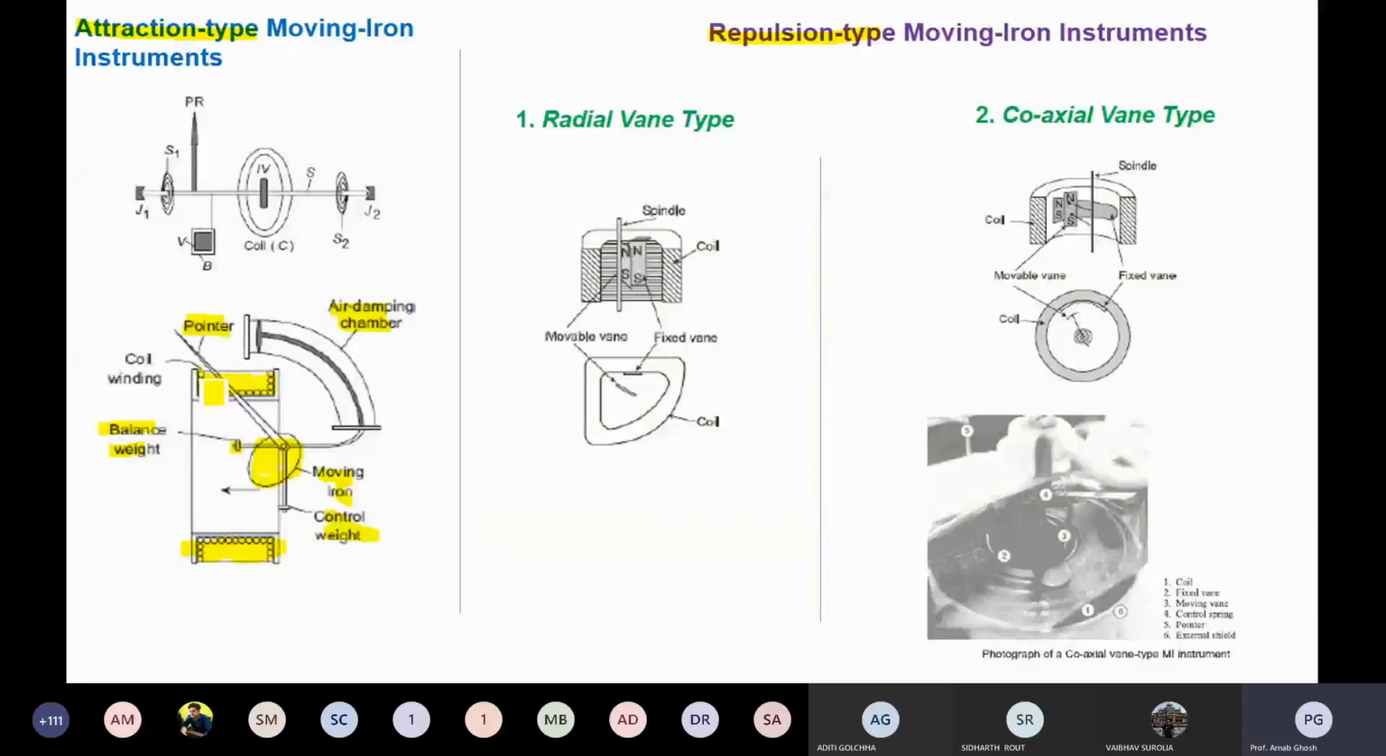Why is such a balance weight connected over there? The control weight will be there for countering the effect of the deflection torque, like in your PMMC instrument. In the PMMC instrument, you can try to remember that one deflection torque is there and one control torque is there, provided by the spring. It counters the movement of the deflection torque. Similarly, the control weight is there for countering the movement of the pointer. That's the basic thing.